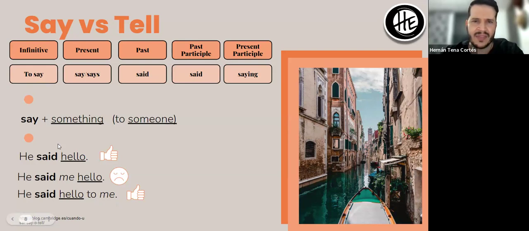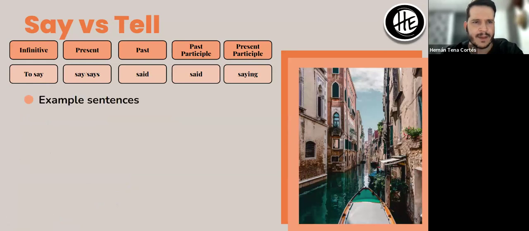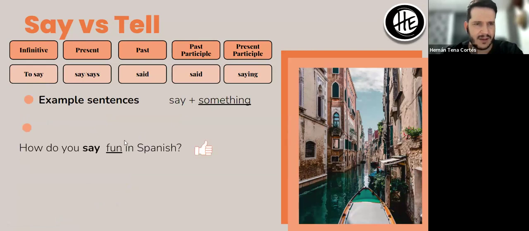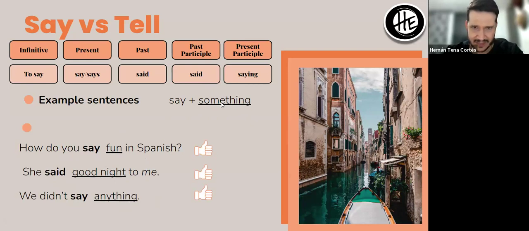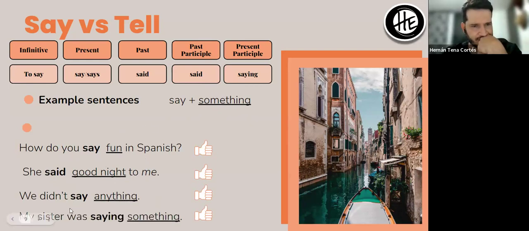All right, let's take a look at the next one here. I'm going to give you some example sentences. Okay, remember, we can say something. How do you say fun in Spanish? This is a correct sentence because look, fun is something, es algo. How do you say fun in Spanish? He said good night to me. That good night is the something. And to me is the someone. We didn't say anything. When we say anything, that is the something. My sister was saying something.